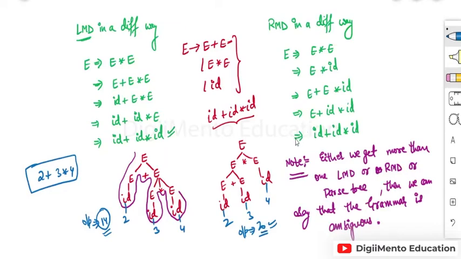Now, one question that comes up is how to find out whether a grammar is ambiguous. There is no specific algorithm. We just have to hit and try. If we can find more than one LMD, or more than one RMD, or if we can design more than one parse tree for the same expression, then we can say that the grammar is ambiguous. So there is no specific algorithm. We have to hit and try always. Okay.